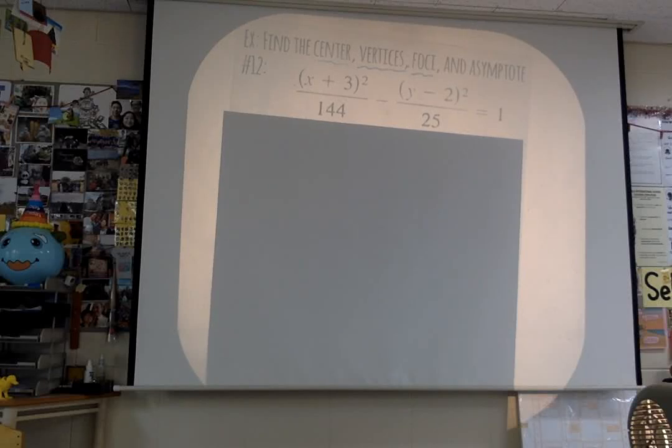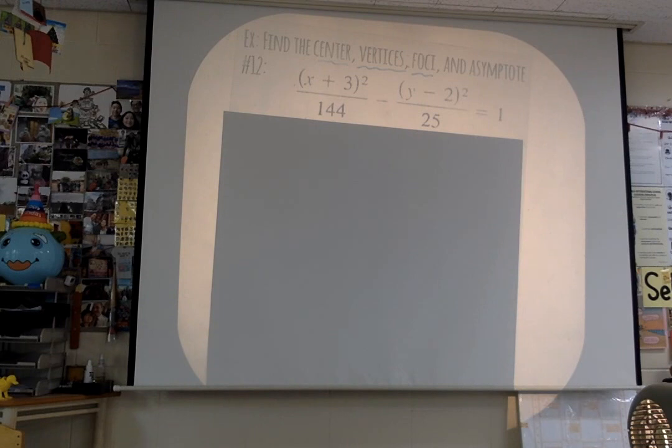Hola! You're back. Now that we've gone through the general standard forms of a hyperbola, what it is, all of its different parts, and what it looks like, we'll take a look at some examples. Find the center, vertices, foci, and the asymptote equation. So we're given number 12 here. Take a look and follow along on your notes.